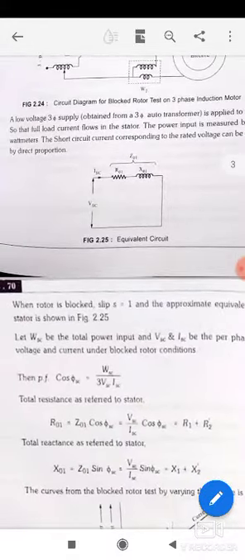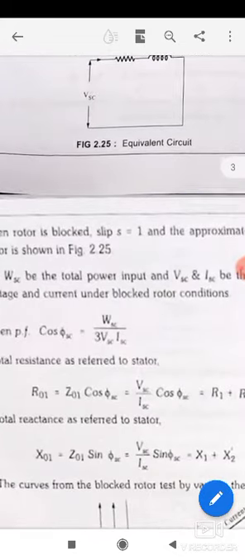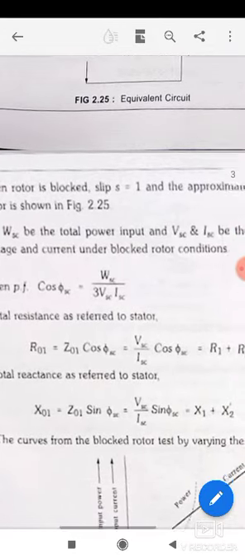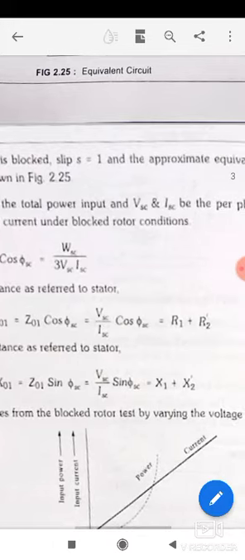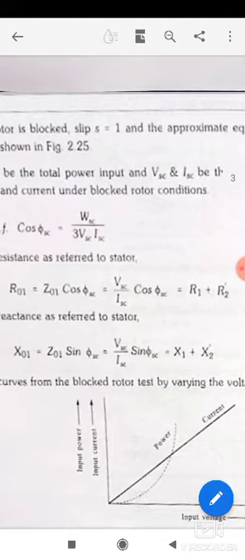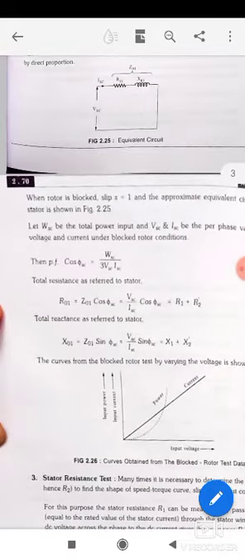Here cos phi SC, that means the short circuit power factor, is WSC by 3 VSC ISC. Also the total resistance R01 when referred to the stator. In the transformer we refer to primary or secondary, but here we are referring to the stator. R01 is equal to Z01 cos phi SC, that is VSC by ISC cos phi SC, equal to R1 plus R2 dash. R2 dash is the rotor resistance referred to primary. Similarly, X1 plus X2 dash is equal to X01. X2 dash is the reactance referred to the primary.